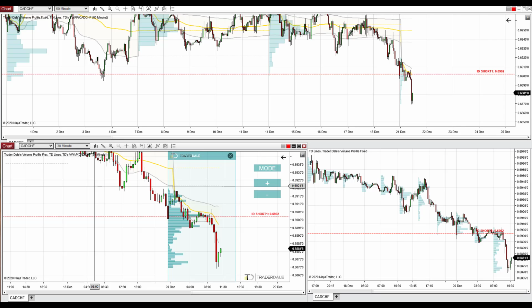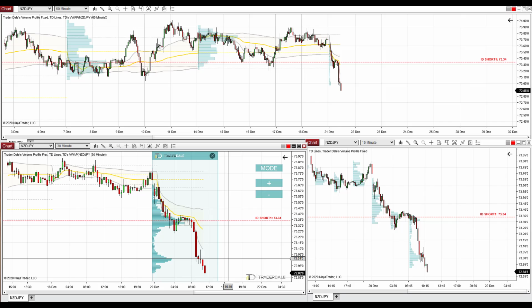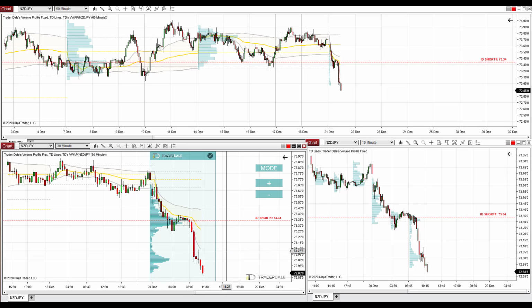And let's now move on to our next trading idea. This one will be on the New Zealand dollar Japanese yen. So those charts show the New Zealand dollar Japanese yen, and what I have in here is a trend setup. There is a downtrend, and within this downtrend, there is a significant volume cluster created in here.